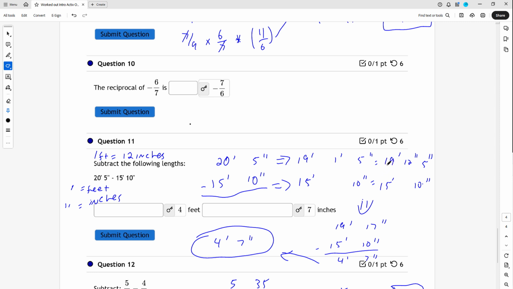So what I really end up here with is I took 1 away from the 20, so I have 19. I have the 19, and I have 1 foot is 12 inches and 5 inches. And I have here 15 feet 10 inches. So when I subtract, I'm going to have 19 feet 17 inches, and I'm going to have 15 feet 10 inches, which gives me 4 feet 7 inches. Okay, so I had to borrow 1.